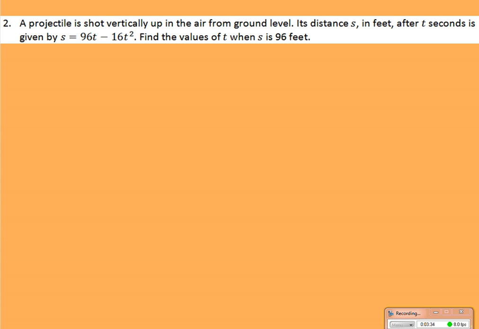All right, a projectile is shot vertically up in the air from ground level. Its distance s in feet after t seconds is given by s equals 96t minus 16t squared. Find the value of t when s is at 96 feet. All right, so we take this thing, shoot it way up in the air, and it comes back down. Why? Because what goes up must come down. This looks like a parabola, but we're saying that it goes past 96 feet.